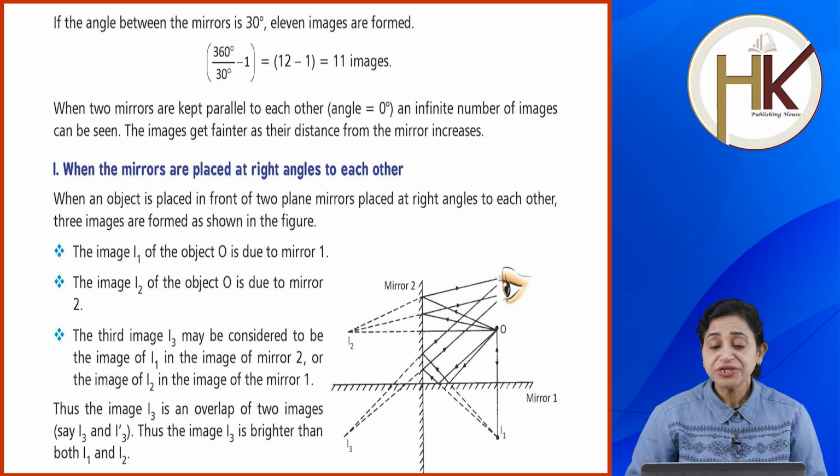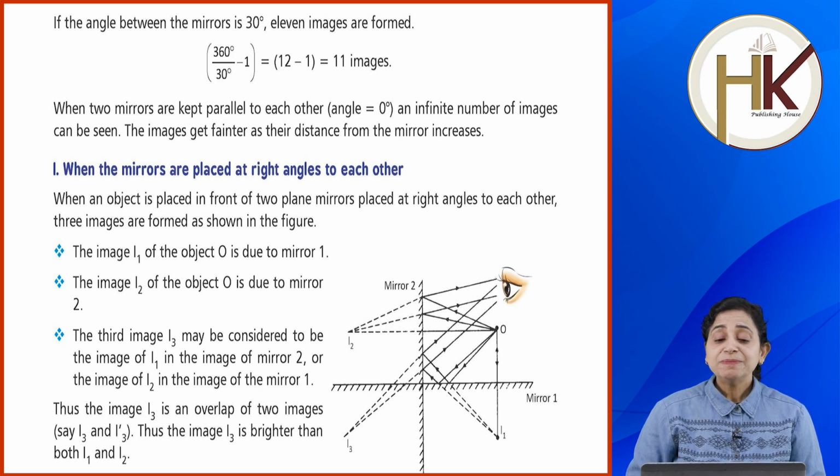360 degrees by 30 degrees minus 1 is equal to 12 minus 1, which is equal to 11 images. When two mirrors are kept parallel to each other, the angle is equal to 0 degrees and an infinite number of images can be seen. The images get fainter as their distance from the mirror increases.